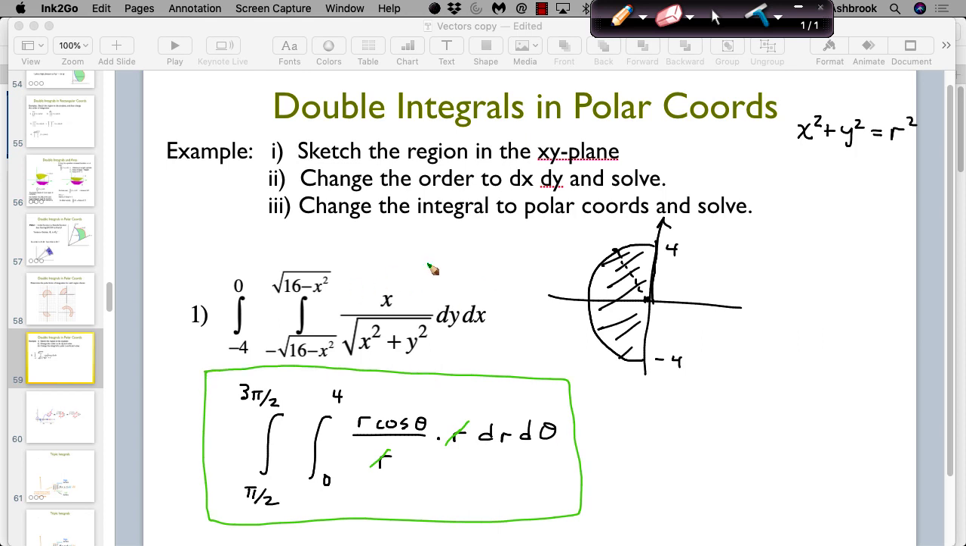The way it's given as type 1, that's a difficult, if not impossible, integral with respect to y first. So if you change the order to x, you can do it. You can actually do it, but this is still a whole lot easier, right? Because this is a polar region, so your polar double integral will be the easiest.